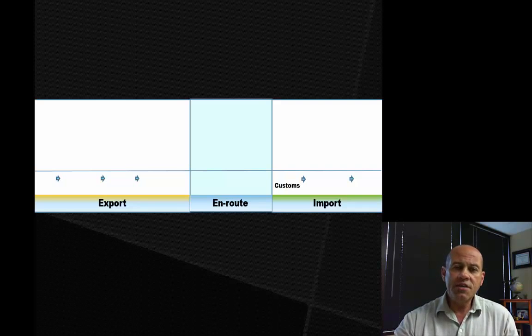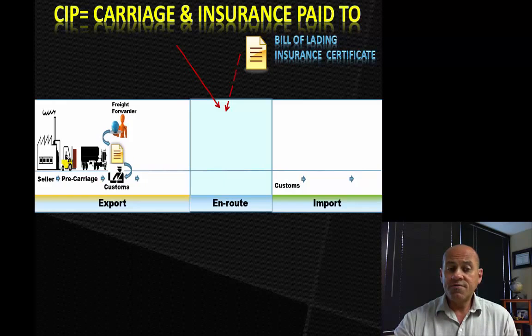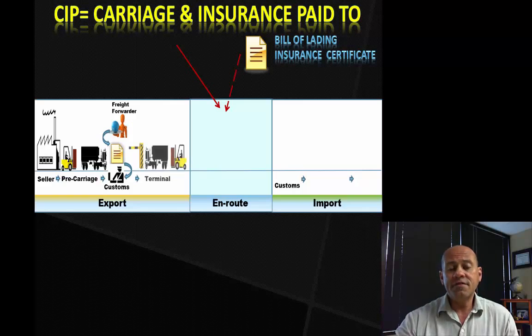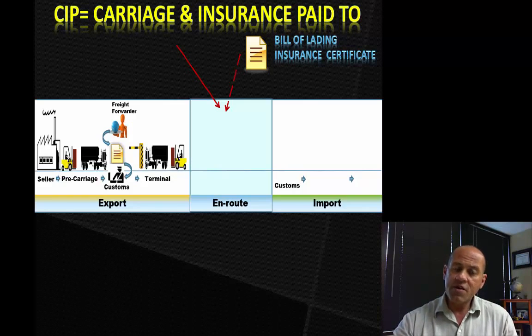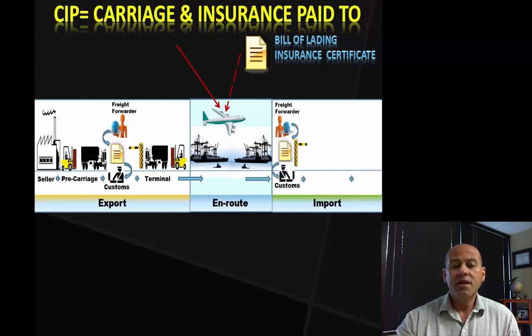If we're using another mode of transportation, not ocean, then instead of CIF, we use the term CIP, which is carriage and insurance paid to. So it's very much like CIF. The seller is going to be responsible for the goods, the pre-carriage, customs formalities, getting the goods to the terminal, and paying for the freight, not ocean freight, but another mode of transportation, let's say air freight.